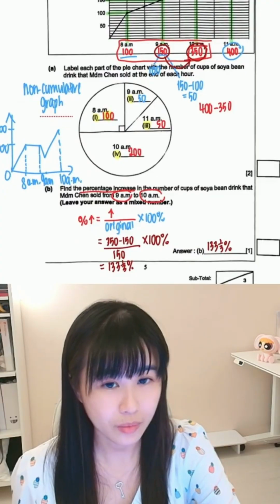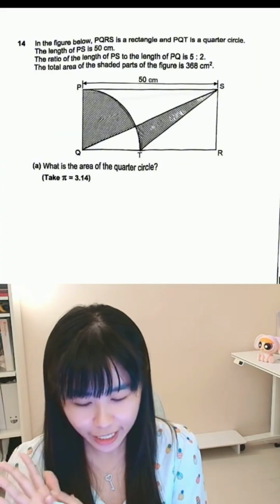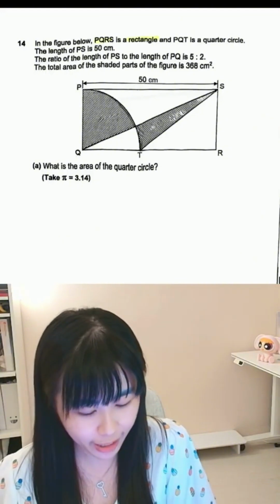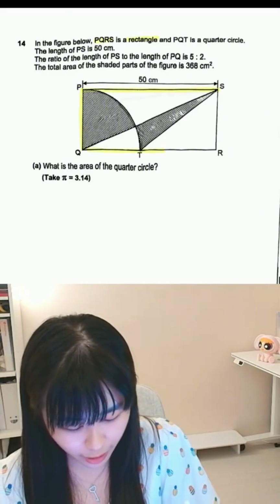Let's look at question 14 now. In the figure, PQRS is a rectangle. So like that, this is a rectangle.